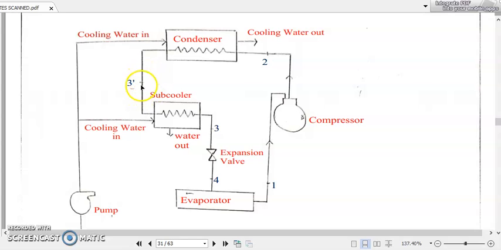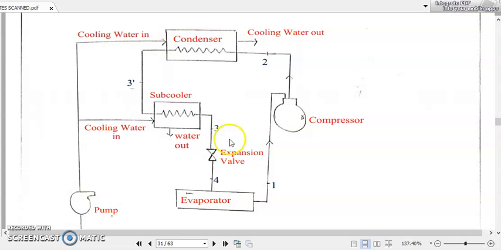So it is this high temperature liquid refrigerant at 3' which is going to enter the subcooler and reject the heat further to the cooling water circuit. This cooling water circuit will be taking away heat from this high temperature liquid refrigerant at the subcooler, and again turning that liquid refrigerant into a still lower temperature liquid form.